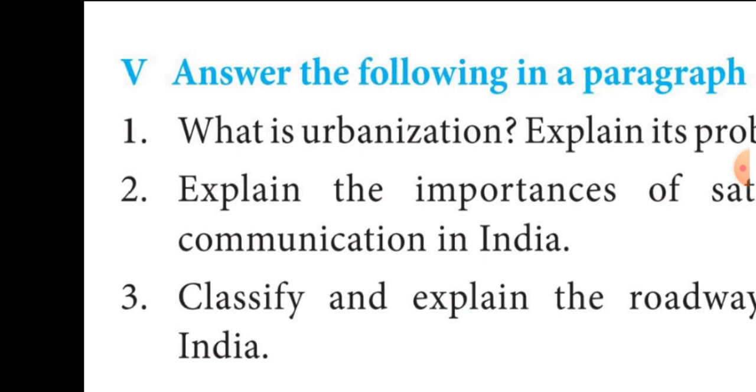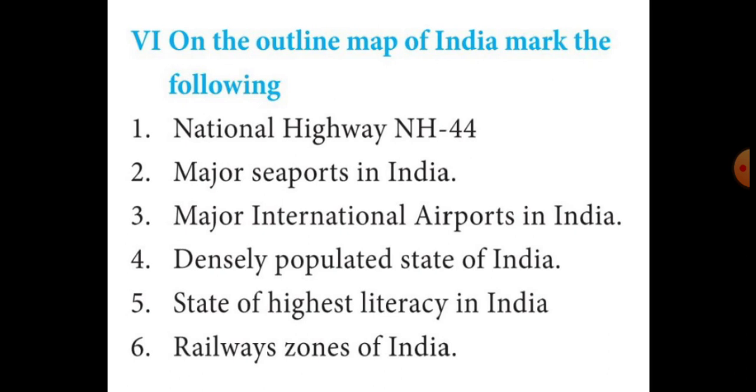Then Roman number 6. Listen very carefully, students. See the maps now. Roman number 6, on the outline map of India, mark the following. First one, National Highway NH44. Second one is major seaports in India. Third one is major international airports in India. Fourth one is densely populated state of India. Fifth one is state of highest literacy in India. Sixth one is railway zones of India. Already, during teaching time, I gave this map. Once again I will recall.